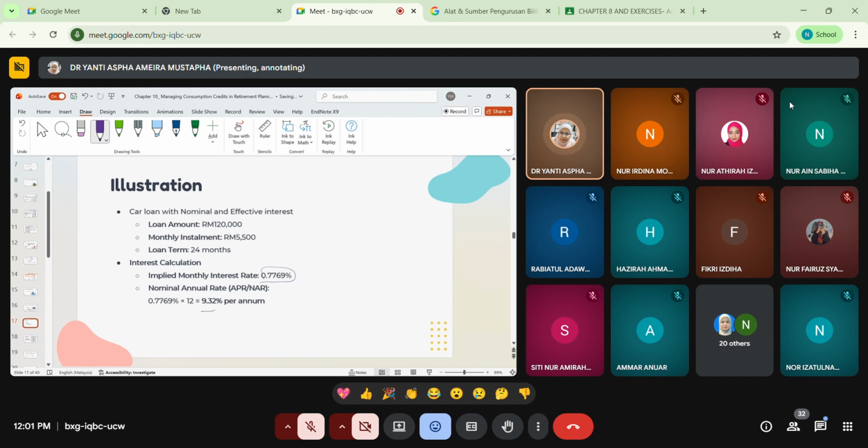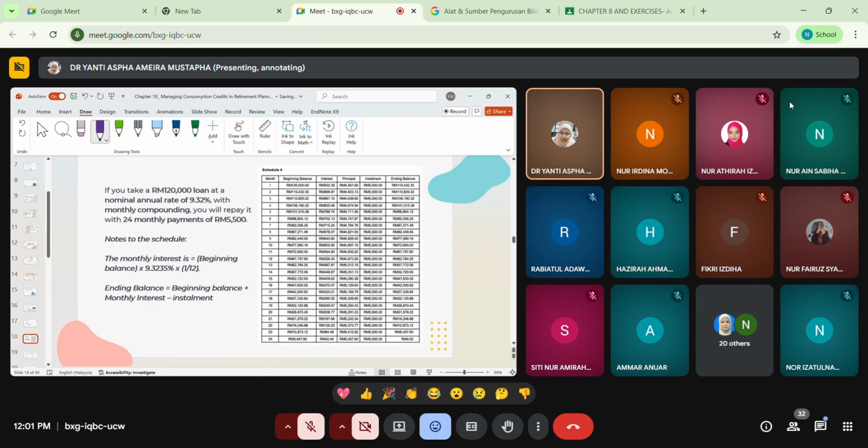So this is implied: 0.7769 per month, and per year it is 9.32%. Okay, so right now, let's take a look at this. If you take a 120,000 loan at a nominal annual rate of 9.32% with monthly compounding, you will repay it in 24 monthly payments of 5,500. So as you can see, this column. Okay, so now notes to the schedule.